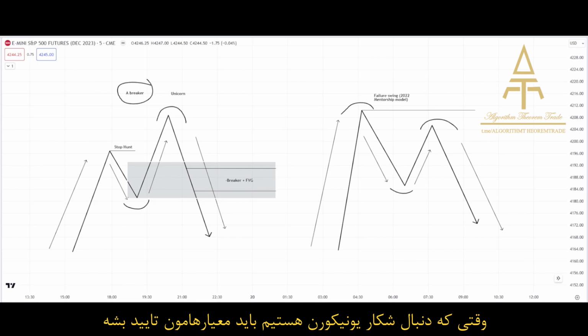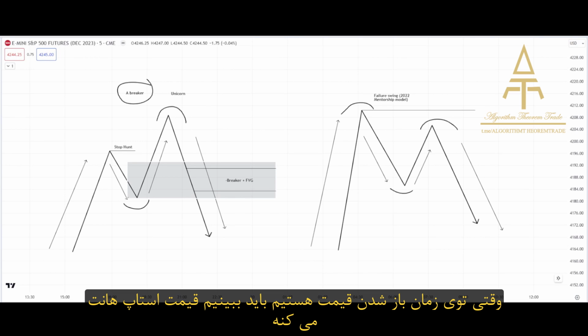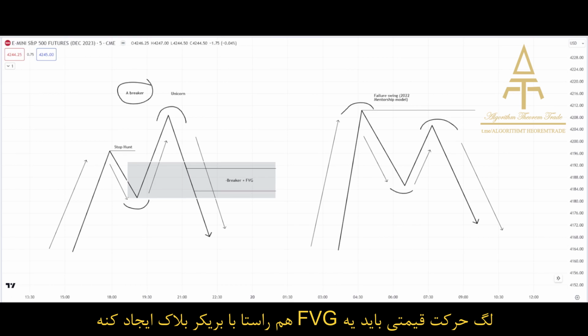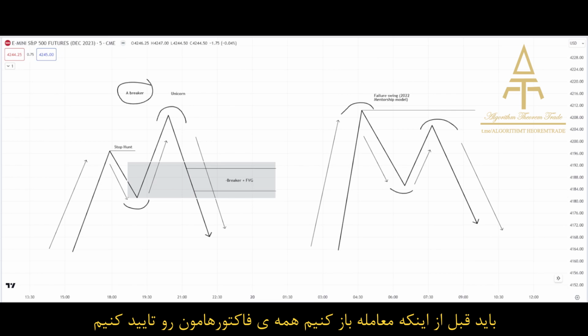When we are hunting for unicorns, we need to confirm our criteria. We need to align ourselves with time, and we need to place ourselves at the opening times. When we are at the opening times, we need to see price create a stop hunt. After the stop hunt is created, we then need to see displacement through the breaker block. The displacement leg needs to leave an FVG aligned with the breaker. This is what defines a unicorn. We need to confirm all of our criteria before engaging with the markets.